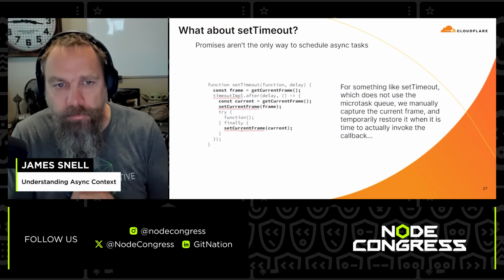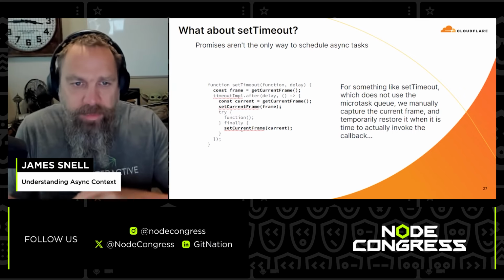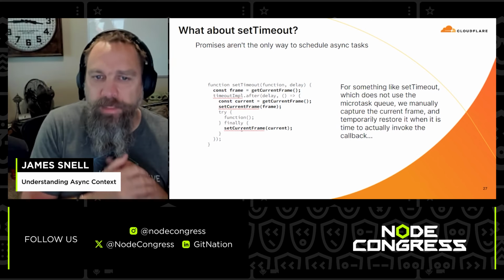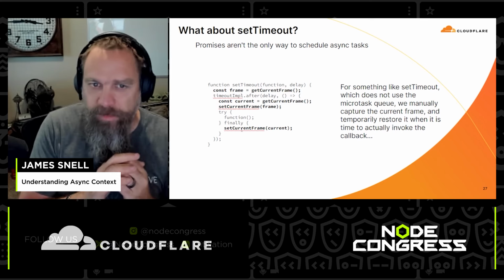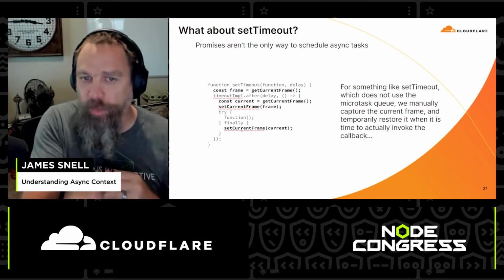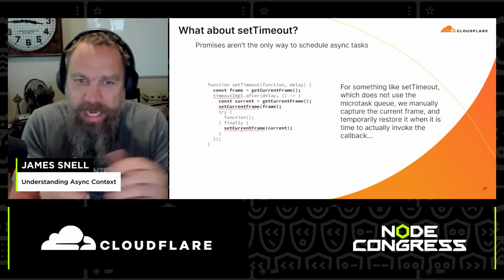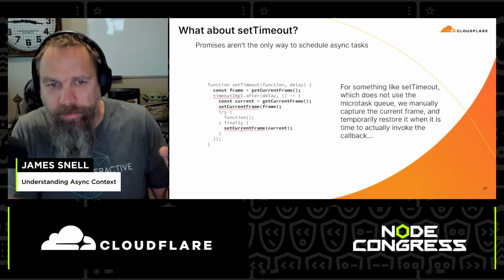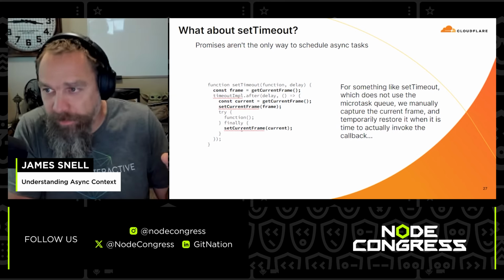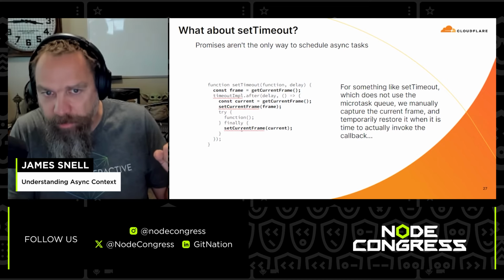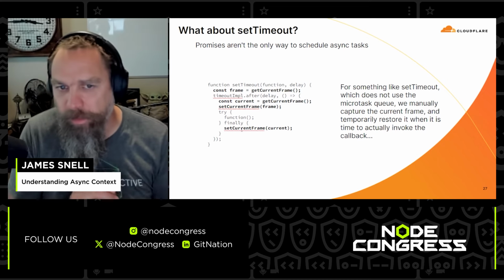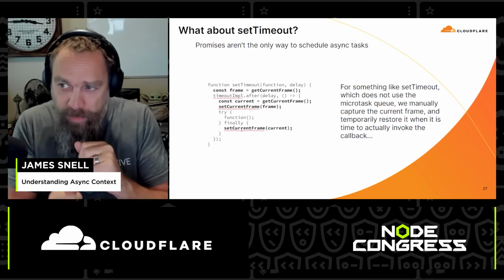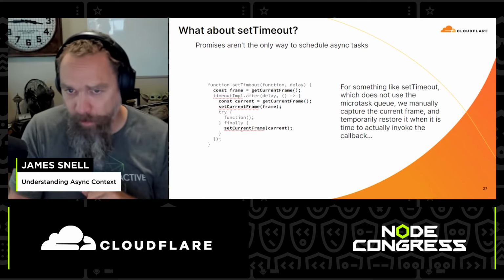Well, same way. When set timeout is called, we capture a reference to whatever the current frame is. When that function is actually invoked by the underlying timer, we restore that, right? But first we capture the current frame, set it aside, restore the frame that we got when we called set timeout, invoke the callback function, and then restore the frame. So the entire time we're just swapping out these references so that get current frame will always reflect the right one.